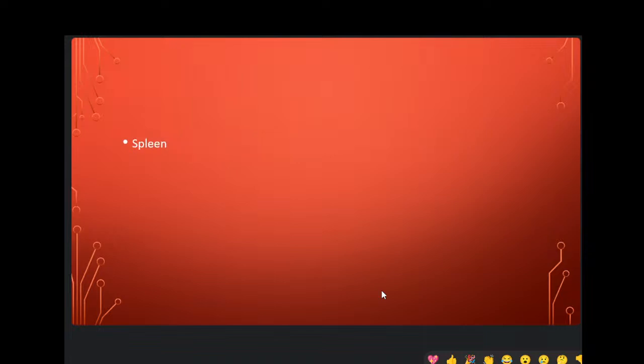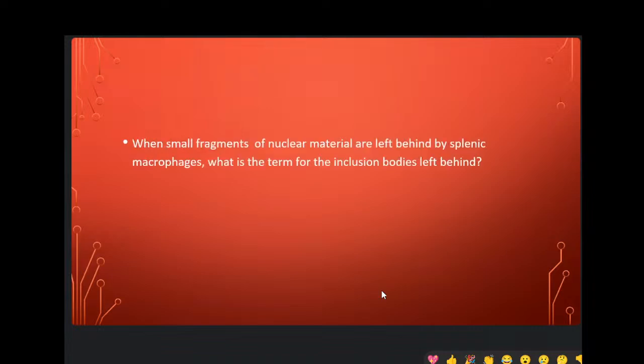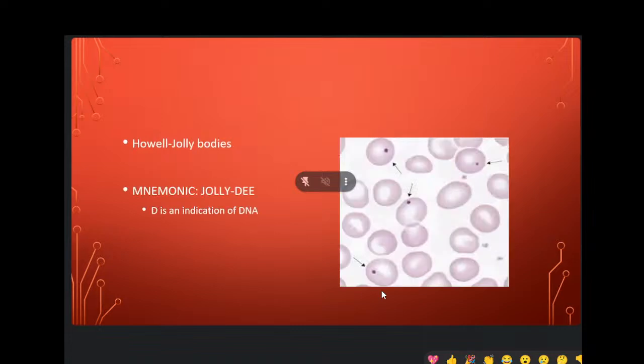Okay? It's the spleen. Okay? It's the spleen. Alright. Now, when small fragments of the nuclear material are left behind by splenic macrophages, what is the term for the inclusion bodies left behind? Nako. Nuclear material. Hindi nyo dapat yan makakalimutan. Every year na pinagtuturo ako ni Sir Marco ng hematology, hindi ko papakalimot sa inyo. Pag sinabi nating Howell Jolly Bodies. Okay? Huwag niyong kakalimutan ang pauso ko na mnemonic. Jolly D.